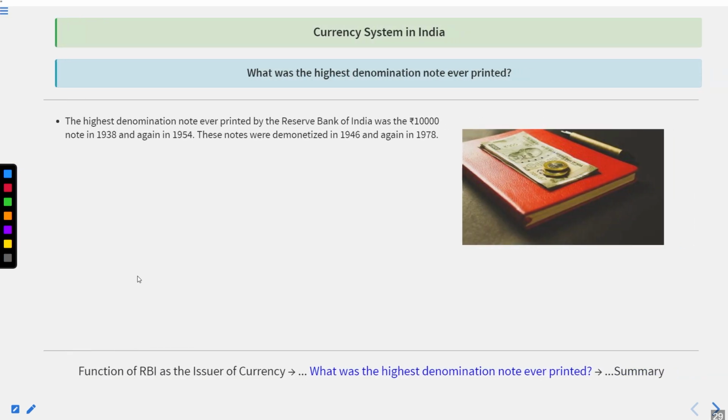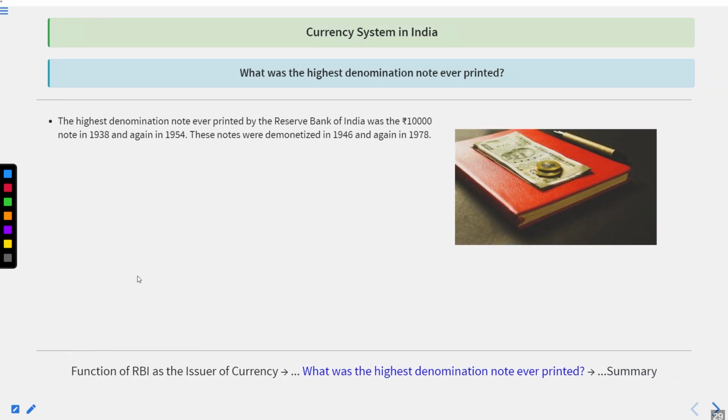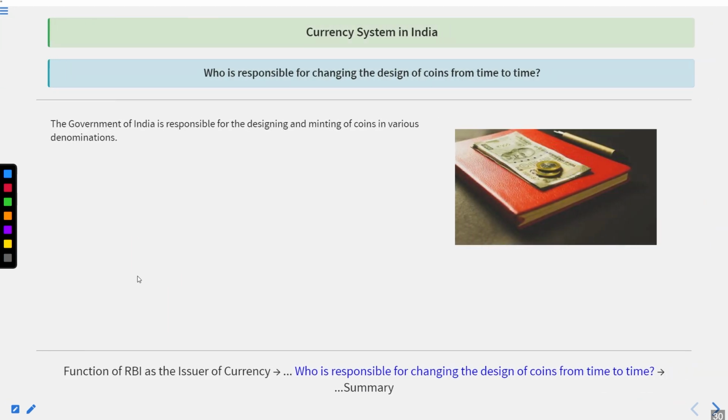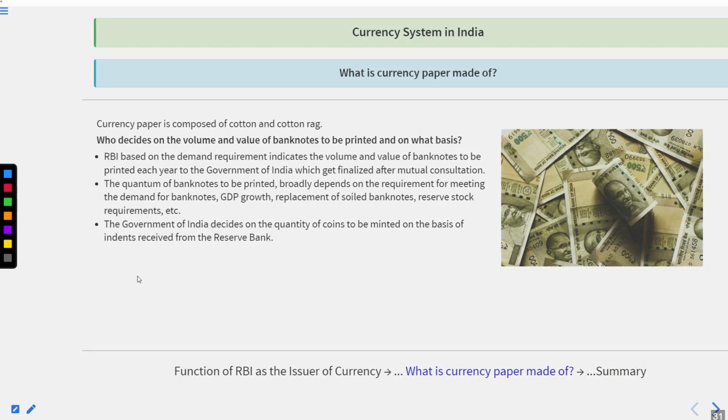Since the rupee coins issued by the government constitute the liabilities of government, 1 rupee is also a liability of the Government of India. What was the highest denomination note ever printed? The highest denomination note ever printed by the Reserve Bank of India was the rupees 10,000 note in 1938, and again in 1954. These notes were demonetized in 1946, then again in 1978. Who is responsible for changing the designs of coins from time to time? The Government of India has the responsibility for designing and minting of coins in various denominations.